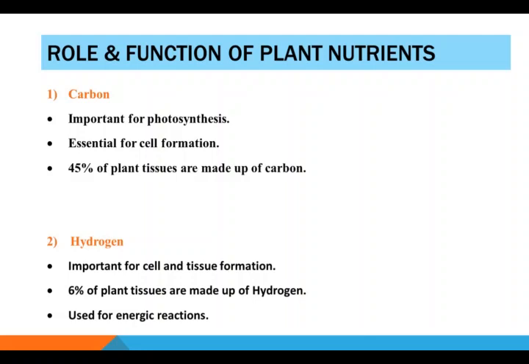Role and function of plant nutrients. Carbon. Carbon plays an important role as far as photosynthesis is concerned. It is essential for cell formation and it constitutes about 45% of plant dry matter. Hydrogen. Hydrogen is important for cell and tissue formation. It constitutes about 6% of total plant dry matter. It is used for energetic reactions.